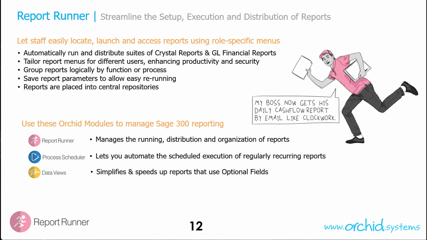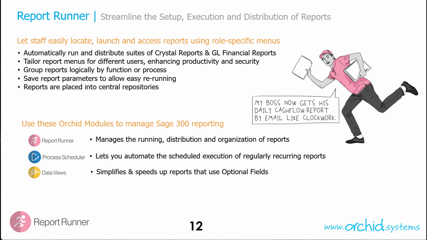You group the reports logically by function and save the parameters. So on subsequent rerunning, you just need to click the button and fill in any parameters that may change, but not fill in all the parameters of the underlying reports. Then you can use Process Scheduler to automate these reports. So your Crystal Reports can be scheduled every Monday morning to send the aged trial balance to the appropriate team, or on the 31st of every month, run the GL financial reports.